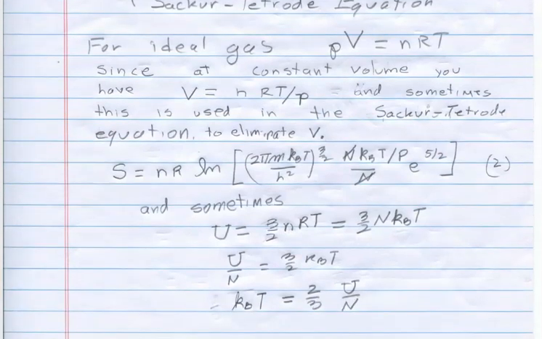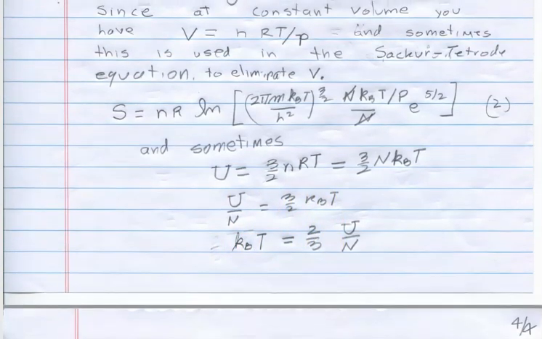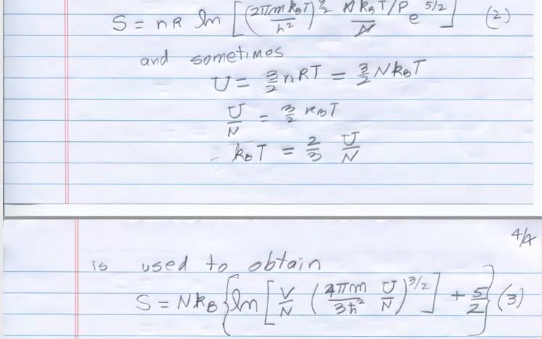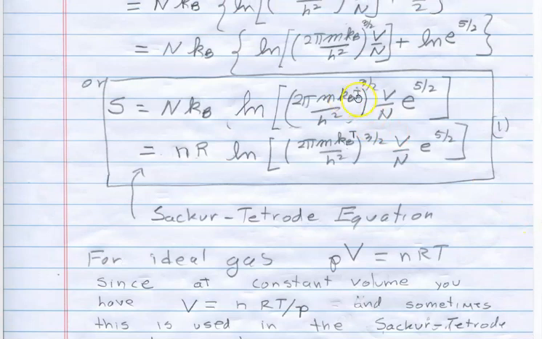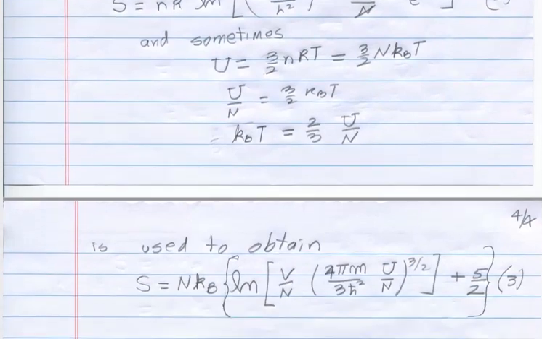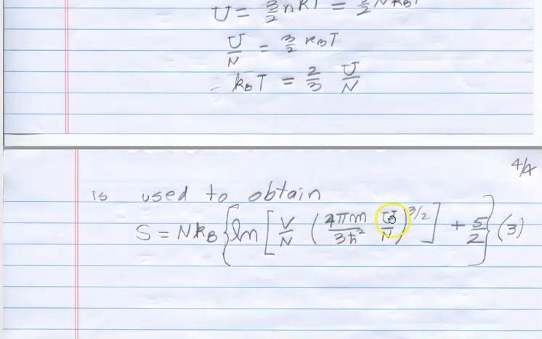Sometimes people use the internal energy expression. Remember, for an ideal gas, internal energy is 3 halves nRT, which is 3 halves capital N kBT. And if you do that, you can eliminate T. Let's see what I do here. I divided through by N, and then multiplied through by 2/3, and so kBT from up above is 2/3 U over N. And then you can just plug that into the Sackur-Tetrode equation. If you look up here, for the kBT, it's in the 3 halves. And so you get this expression in terms of the internal energy and the volume. And again, that's another form that I've seen people use.